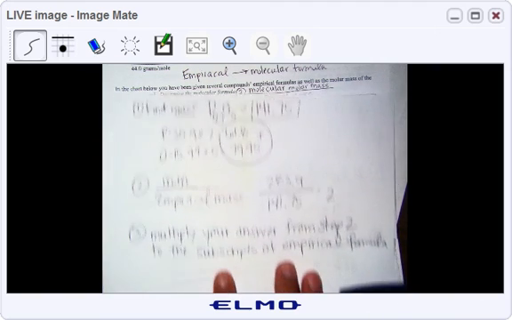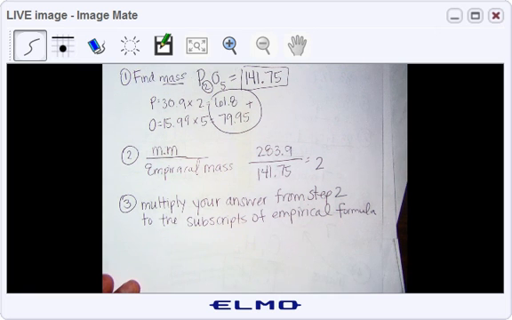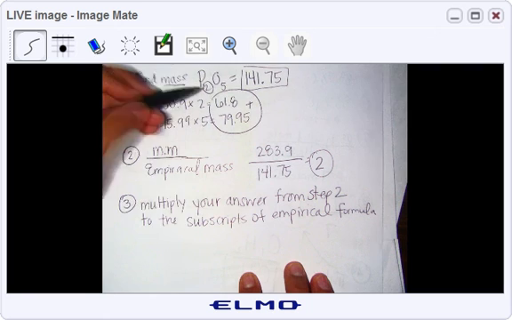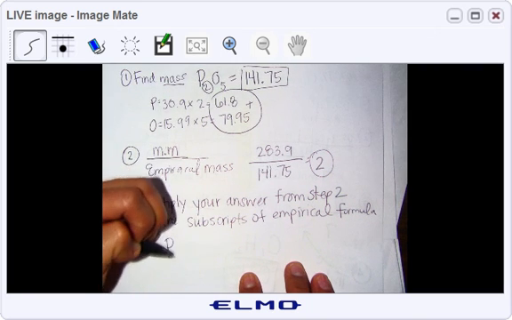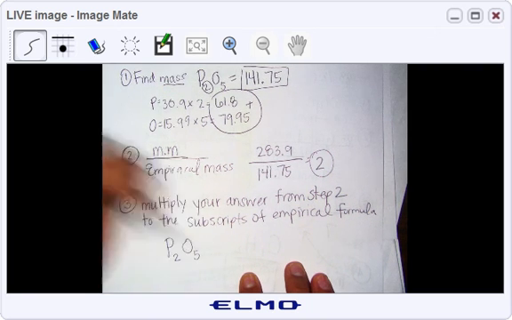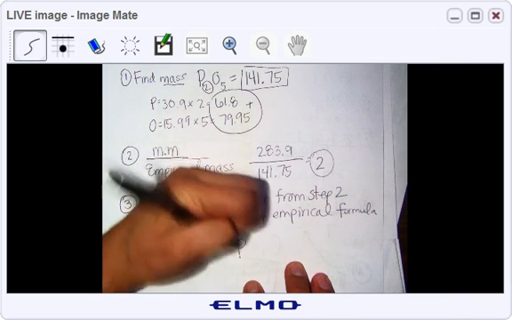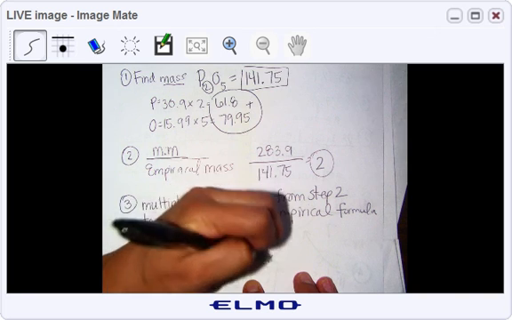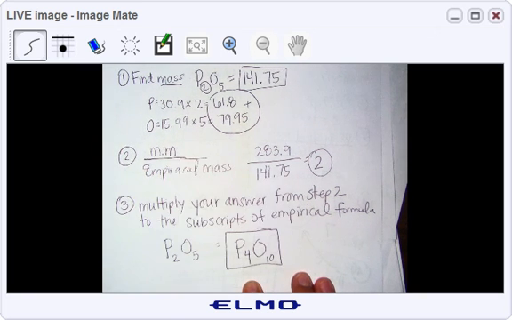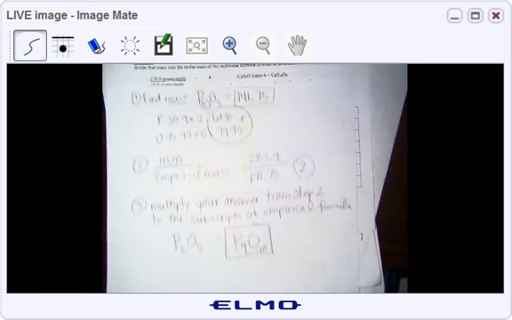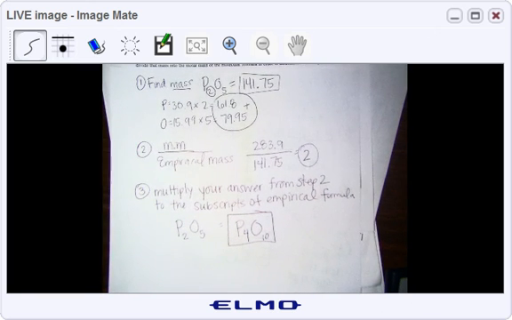Let me scoot this up. So here's our answer from step 2, and I need to multiply it to the subscript. So originally, the empirical is P2O5. I'm going to multiply this 2. So it's P4O10. That's the final answer. I'm going to zoom out. If you want to pause it to write all the steps. And we will continue tomorrow.